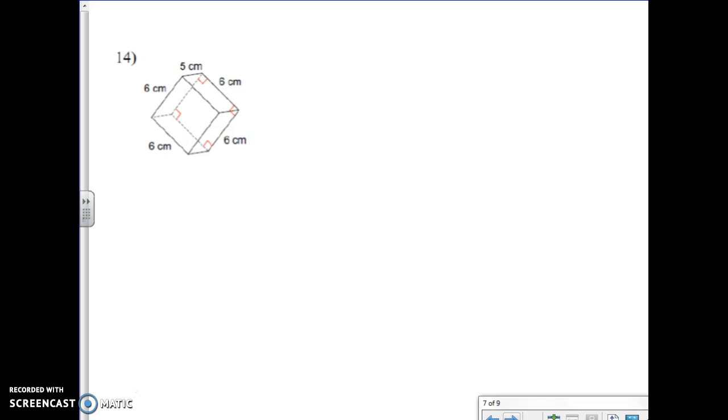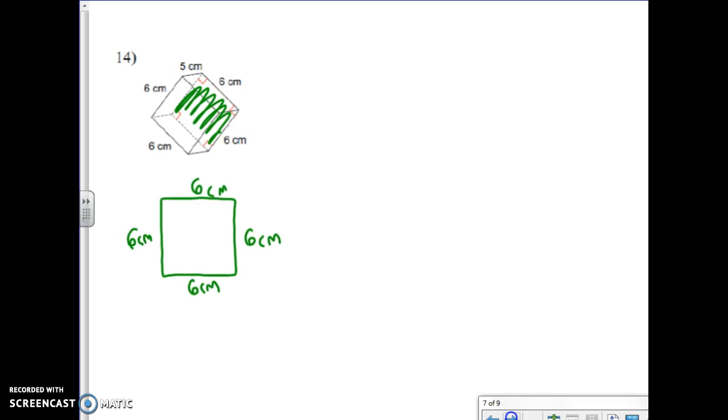So I have lots of different bases here, but the big idea here is I'm going to say that this one is my base, right there. Okay? So if I draw my base right here, it looks like all of my sides are 6 centimeters. And maybe this helps, just to draw the base first. I want to find the area of the base. And then multiply it by the height of the prism.